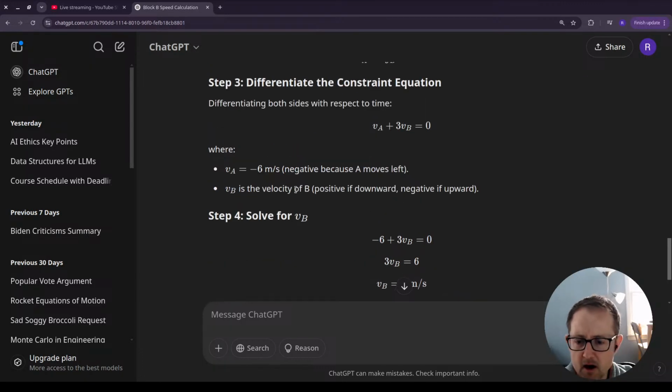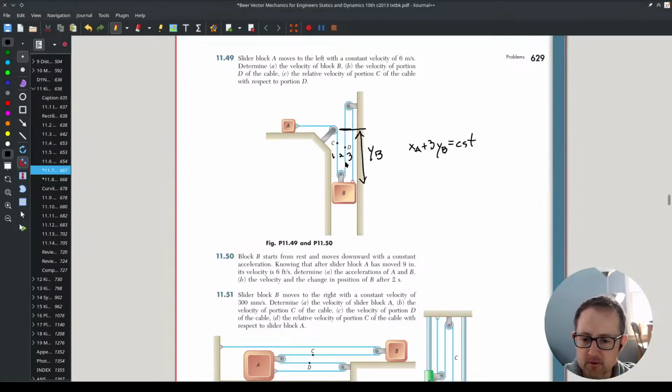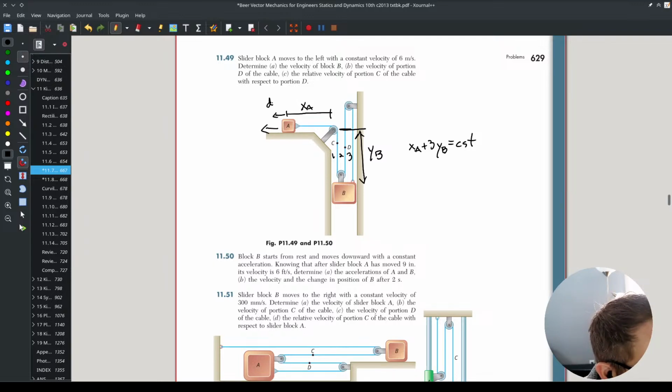-6? Oh, because it's moving to the left. I see what's... So it's trying to say that because this VA is -6, that's a negative number, but really what we're saying is that XA is that. So if I move to the left, then I'm creating a positive dx.